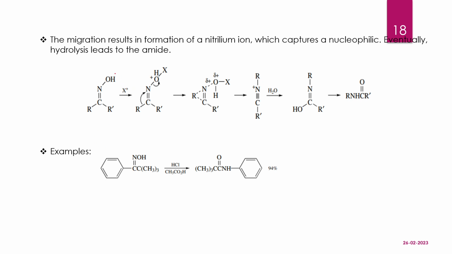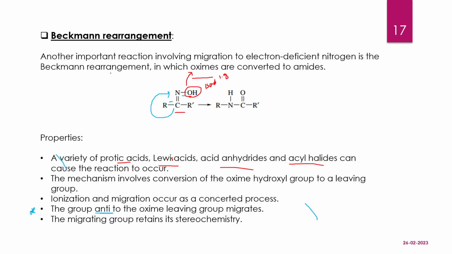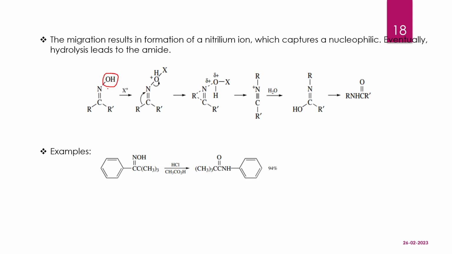First, the OH group gets activated. How will it get activated? By protic acid, Lewis acid, acid anhydride, and acyl halide. By all these things, this OH group gets activated. It becomes a good leaving group. When it was an OH, it was a bad leaving group. But when an activating agent is added, it becomes a good leaving group, so it tends to get removed from the system easily, because there is a positive charge on the oxygen atom. After removal, it can be neutralized.